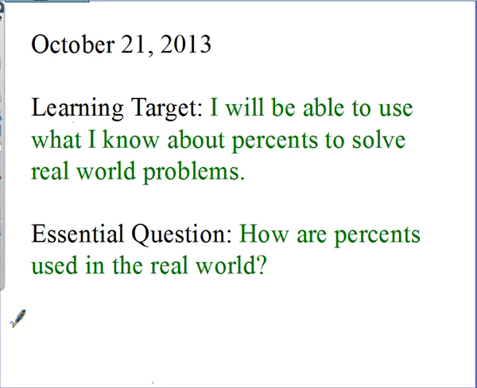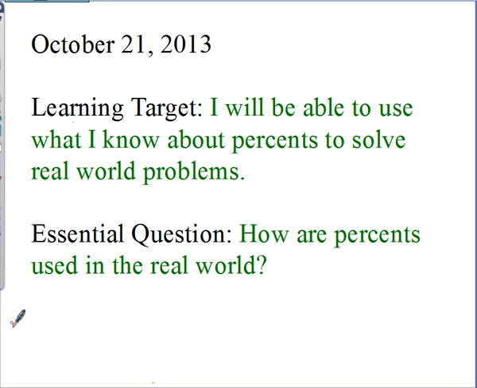Take out your C notes or a piece of paper if you forgot to take your C notes home, and write down the date. That will be for Monday, October 21st, 2013.